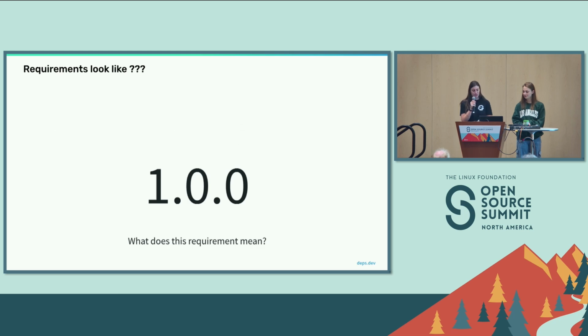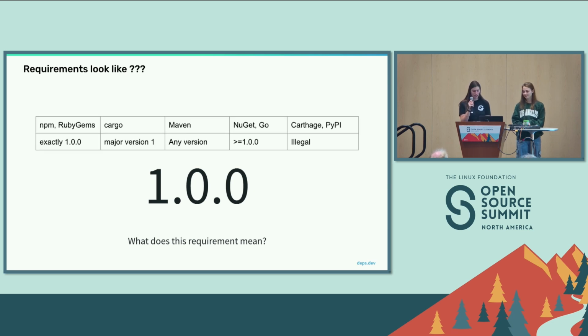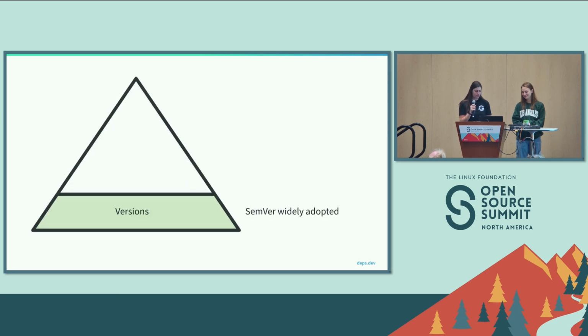So similarly, the same syntax across different ecosystems can mean different things. For example, what does this plain version mean as a requirement? It can mean anything from exactly version 1 in the case of NPM and RubyGems, or anything at all in the case of Maven. And of course, it is also illegal in systems like Carthage and PyPI. So while there's a de facto standard for version specification, Semver, there is no corresponding standard for specifying requirements.